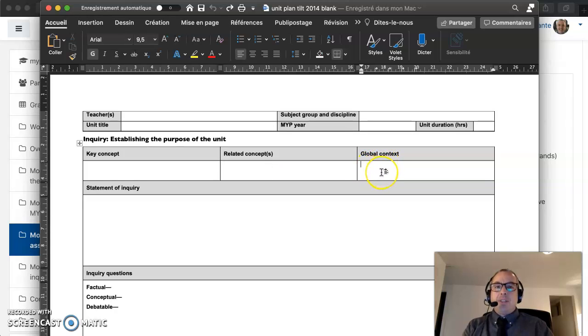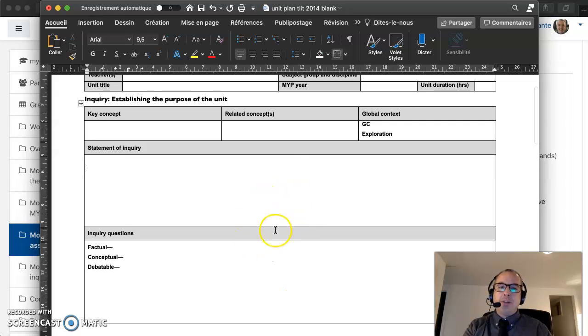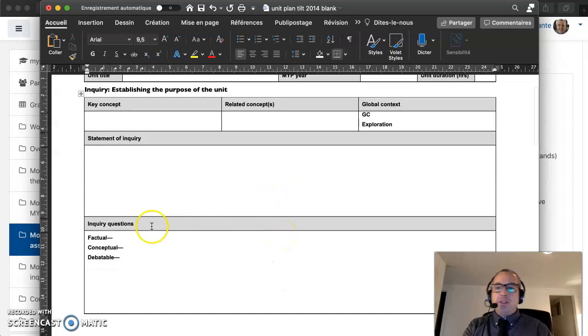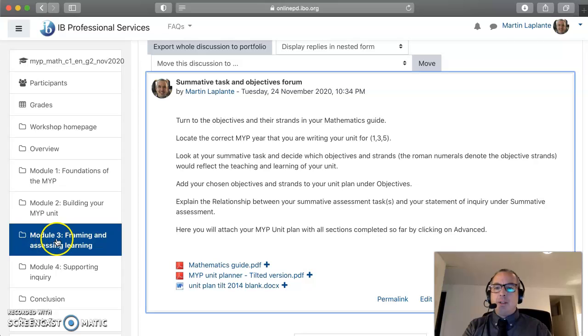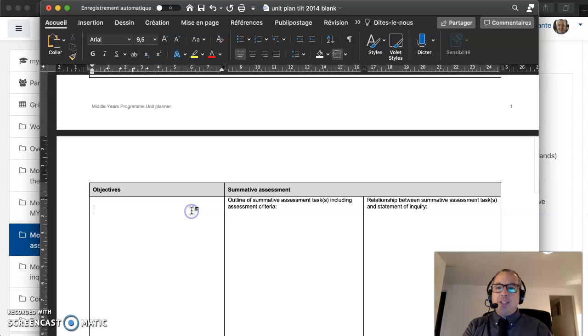Here, not only the global context, but you would also have the exploration. The statement of inquiry we are going to come back to in week 4, I guess. Just checking. And then the objectives is what I just mentioned. It would be like learning engagement 2.